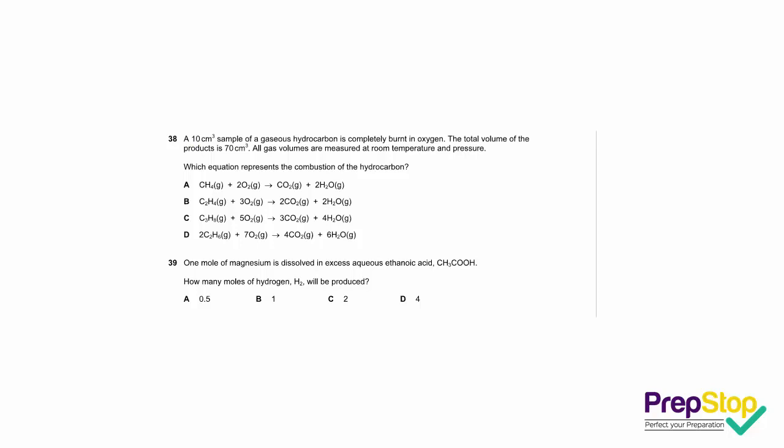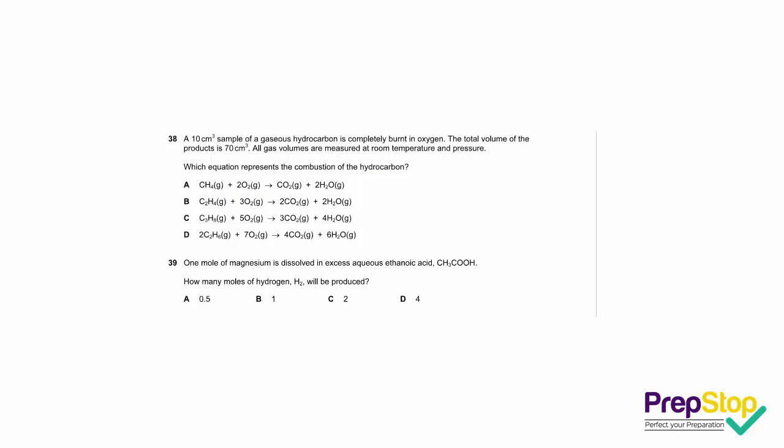A 10 cm³ sample of a gaseous hydrocarbon is completely burnt in oxygen. The total volume of the product is 70 cm³. All gas volumes are measured at room temperature and pressure. Which equation represents the combustion of the hydrocarbon?